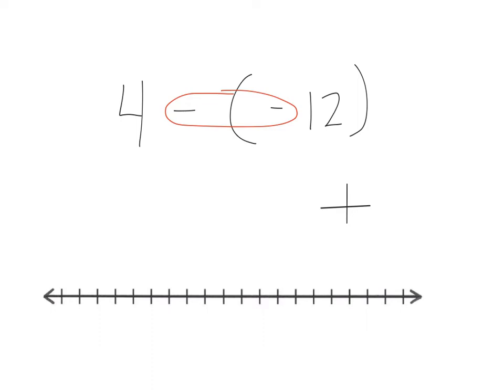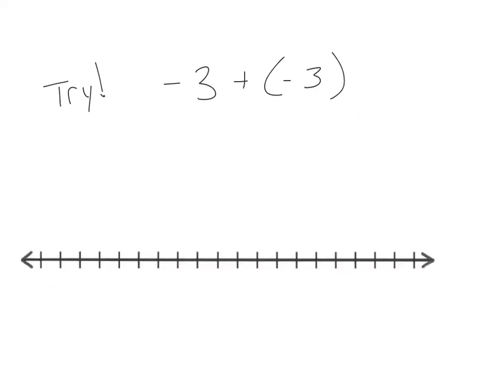So what does 4 minus negative 12 mean? It means 4 plus 12, and that's easy. We don't even need a number line. 4 plus 12 is 16, and we're done. All right, so pause the video, try this one, play it when you're done.